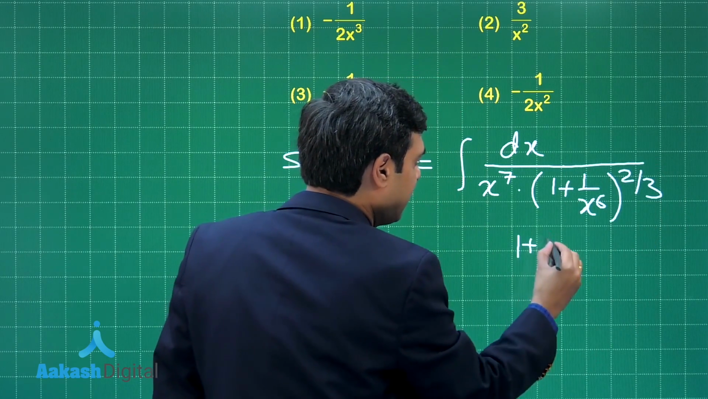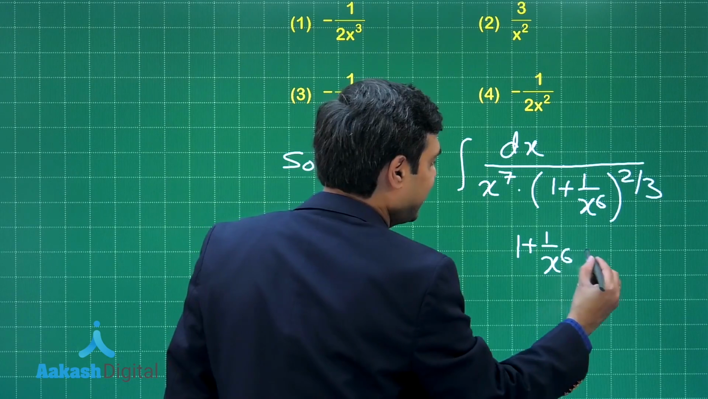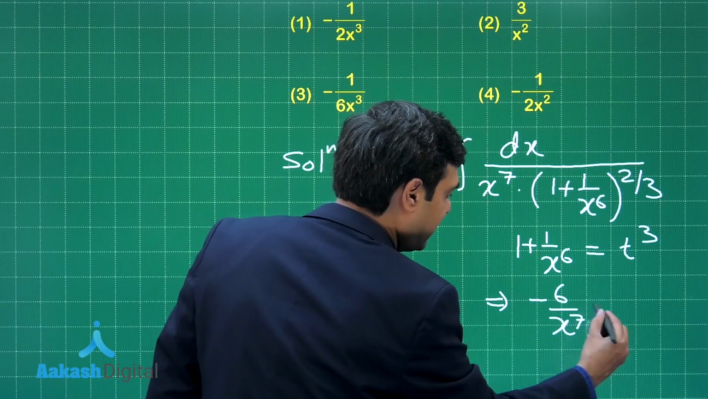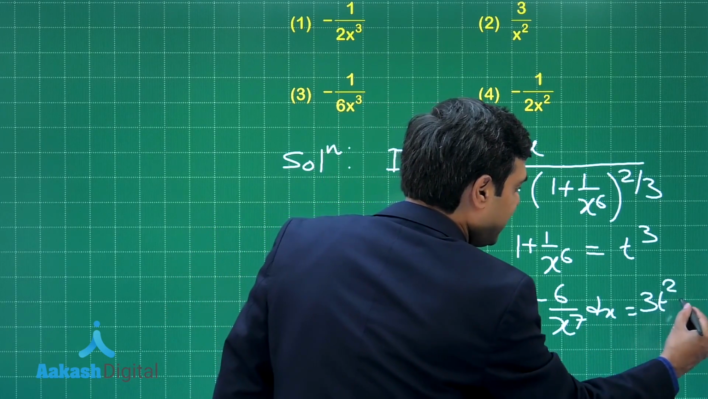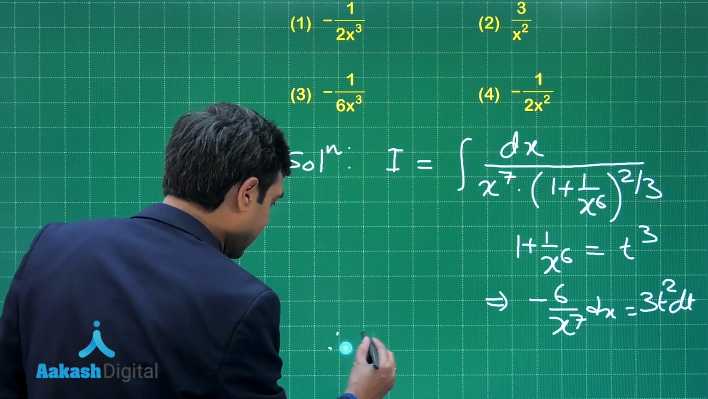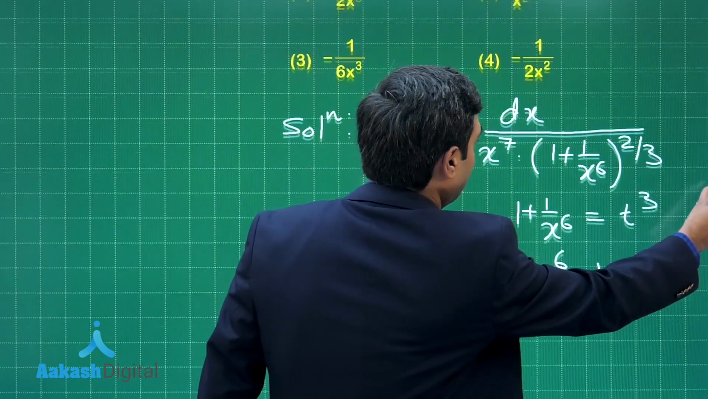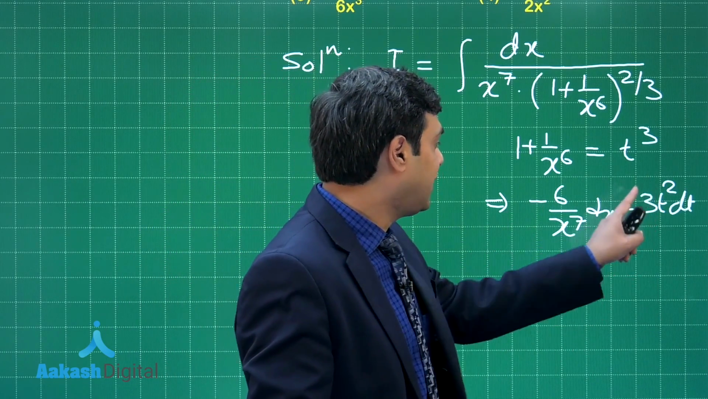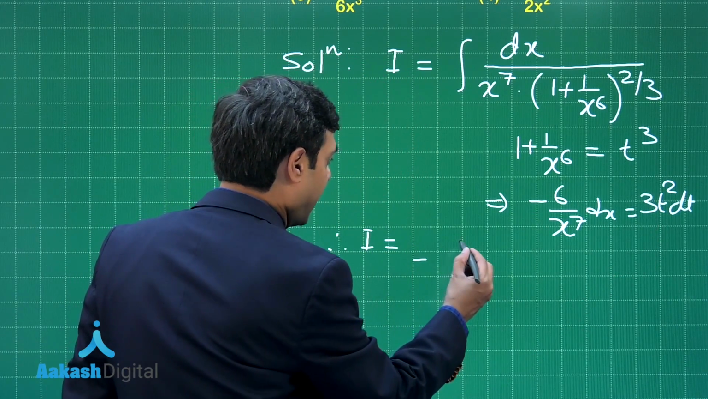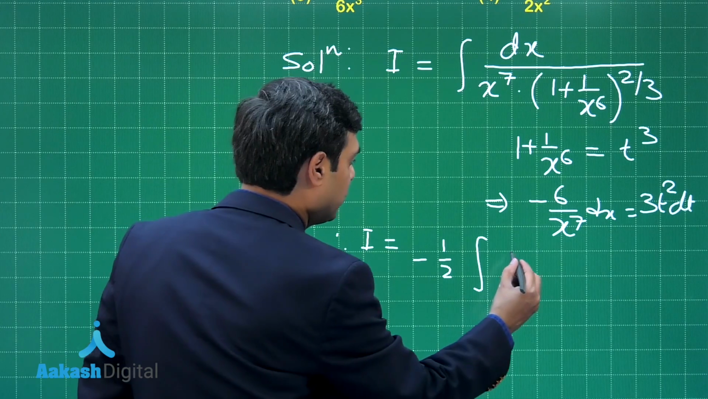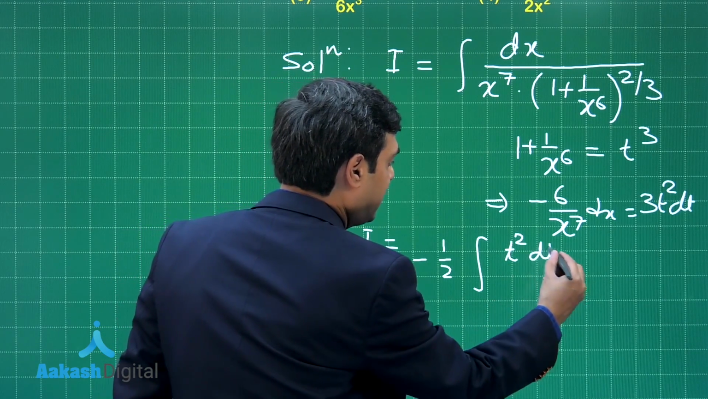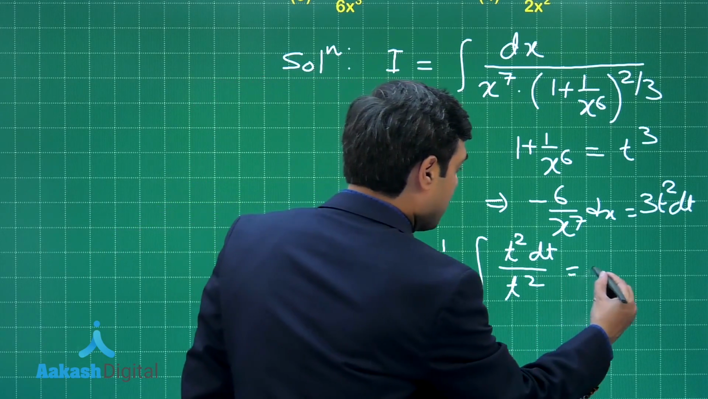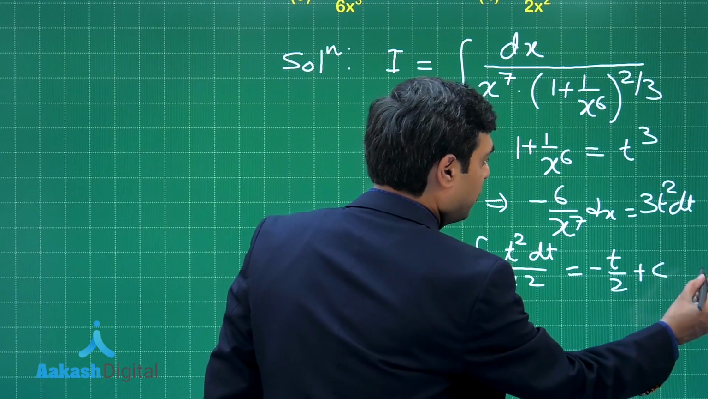Benefit, we can clearly see if we put 1 plus 1 by x^6 as t raised to the power 3, we are getting minus 6 upon x^7 dx is equal to 3t square dt. Therefore, the integral is now, we can see here dx by x^7 is simply minus of t square by 2 dt. So let's write here minus 1 by 2 t square dt divided by t square. That's clear. So we are getting minus t by 2 plus constant of integration.